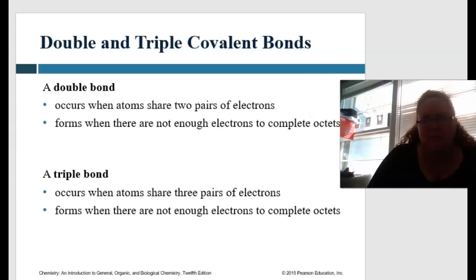We can also have double and triple bonds. A double bond occurs when atoms share 2 pairs of electrons instead of just 1. So it would be like C double bond C. That would be a double bond. And this forms when there are not enough electrons to complete those octets, so then they bind with each other a little bit stronger, so they don't have to fill those placeholders with hydrogens. And same thing with the triple bond. This occurs when atoms share 3 pairs of electrons, and it forms when there are not enough electrons to complete those octets.